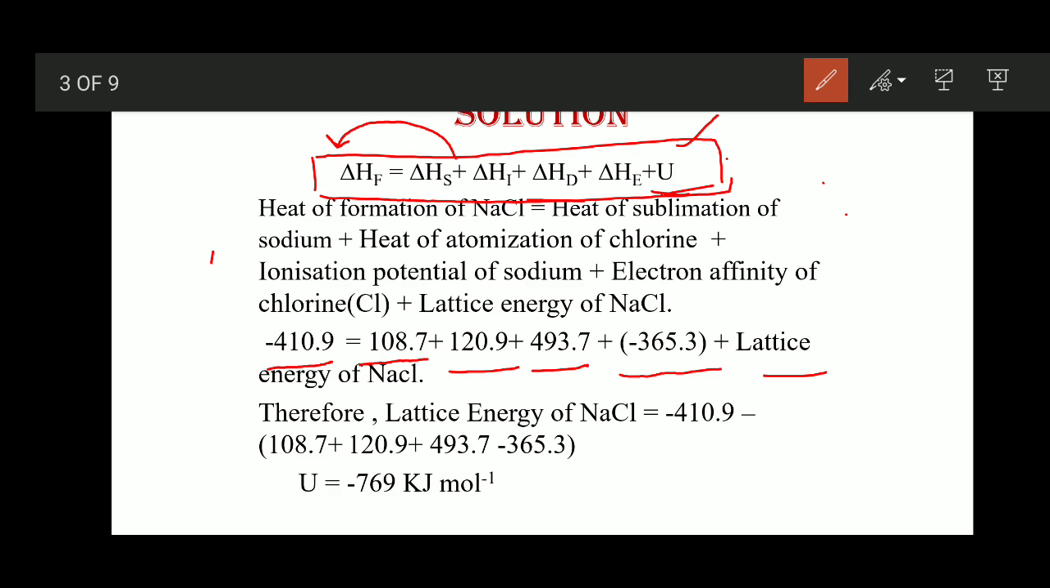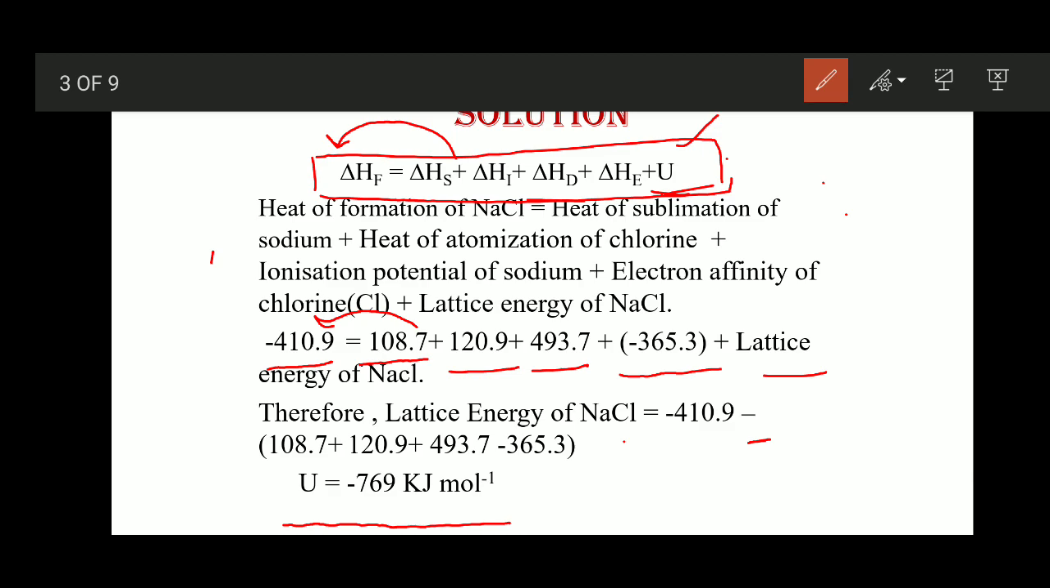So here we take the lattice energy of NaCl, and all other factors will go to the left side. When they come to the left side, they will all change their sign. As you know, when they change direction, they also change sign. So here 108.7 will convert into a minus sign, so the minus sign will come outside the bracket. By solving this equation, we find that the lattice energy U is equal to minus 769 kilojoules per mole.